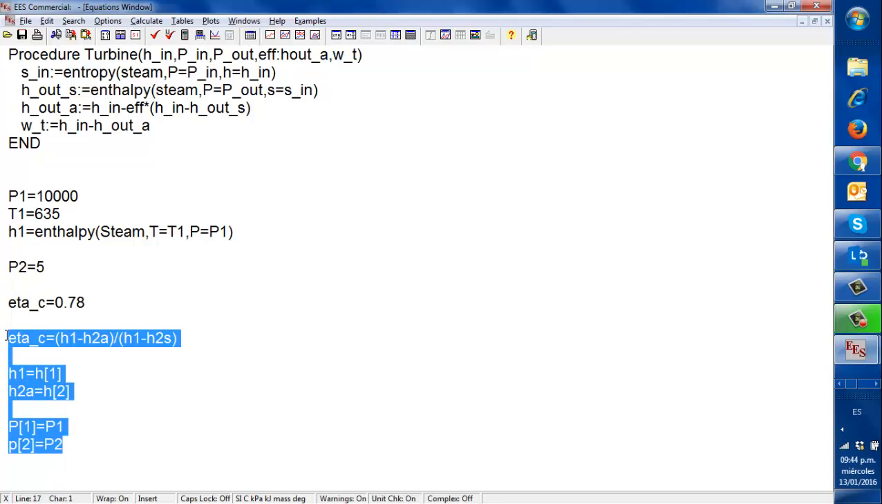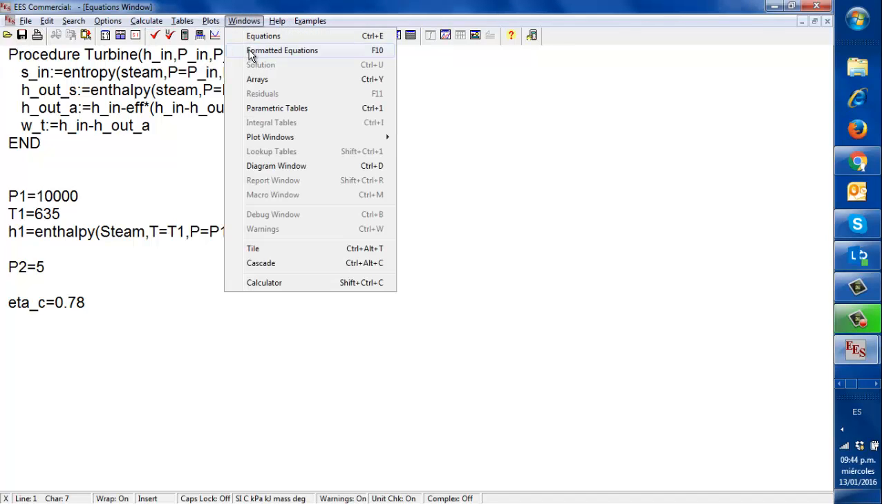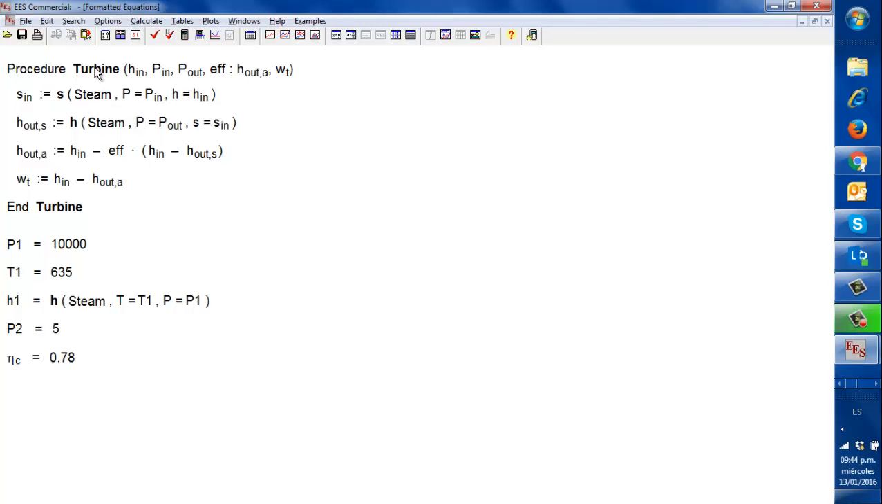Shouldn't you have like a lower dash in the H columns? Nope. Lower dash 8. But where? It's gonna be different there. Oh yes. Good. If I see my formatted window, it says you have a procedure called turbine, in bold. This is the definition. It is the end of turbine, and you have this data.